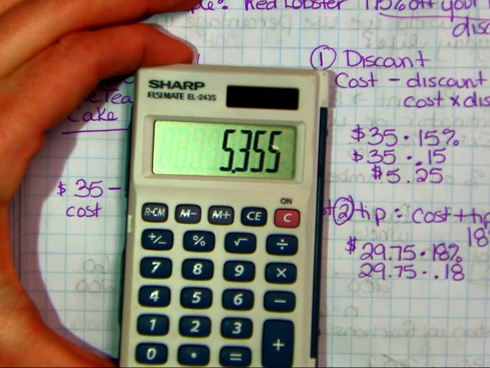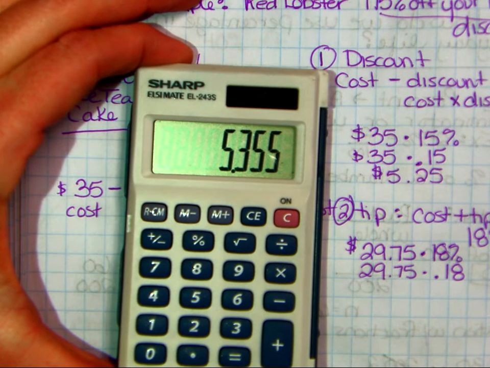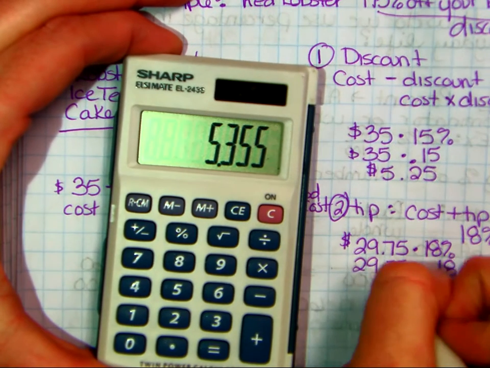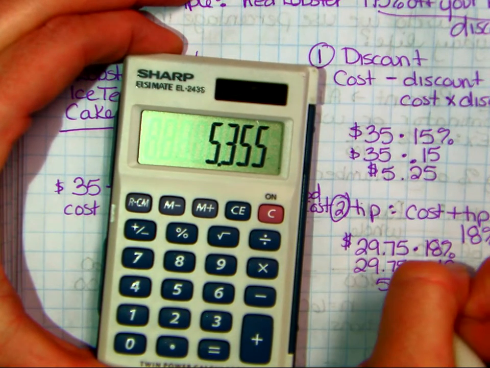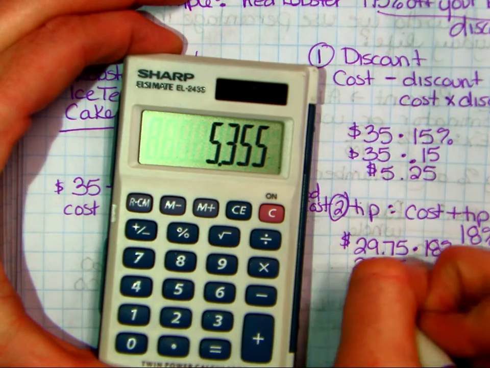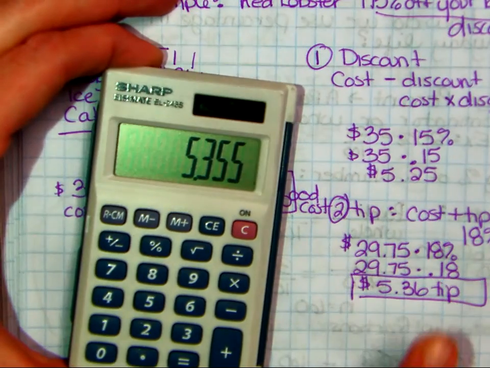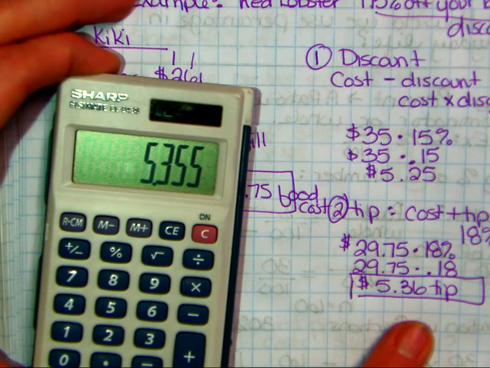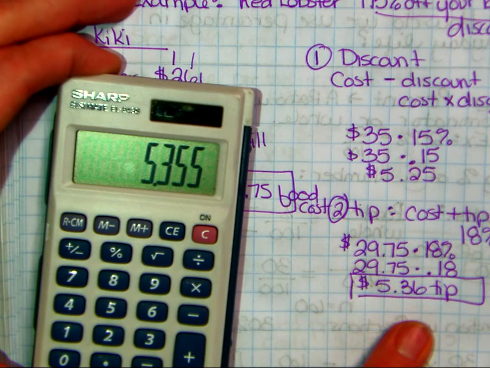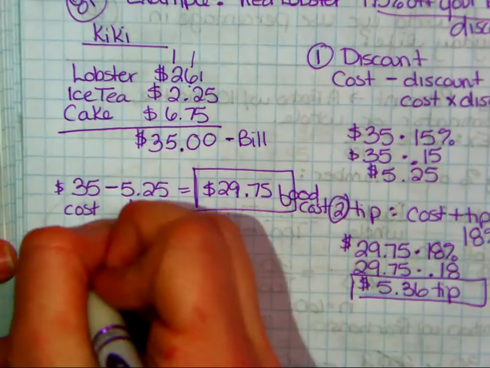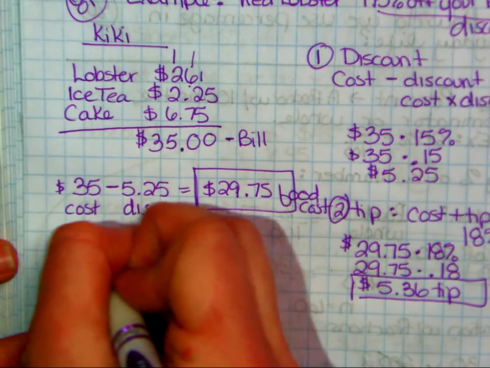What do I do? Daphne, round it to what? To the nearest penny. Which would be $5.36. Good. So this is your tip. Now I don't want to add that yet, right? Because I still need to add our tax. So we've done tip, we've done discount, now we need to do tax.